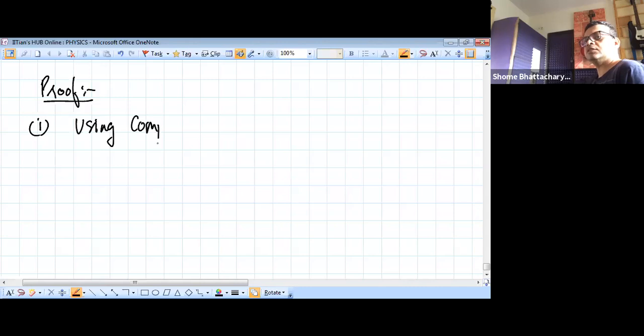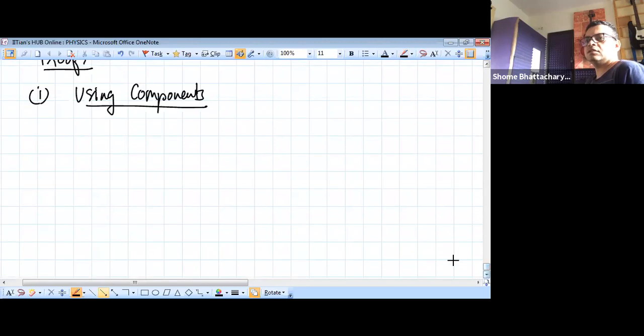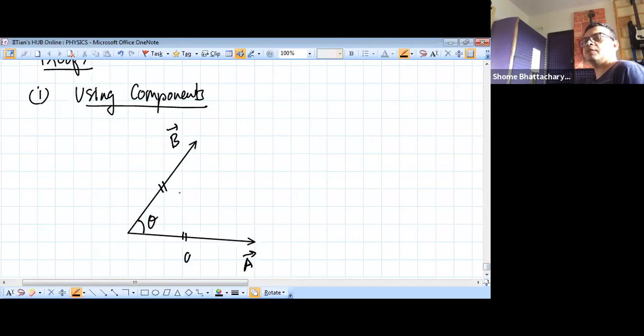using components. So let's say I have my two vectors, which are like this and like this. The angle between them is theta. Also, it is known that the magnitude of this is equal to the magnitude of this. So let me take small a as the magnitude of vector A, which is equal to the magnitude of vector B.